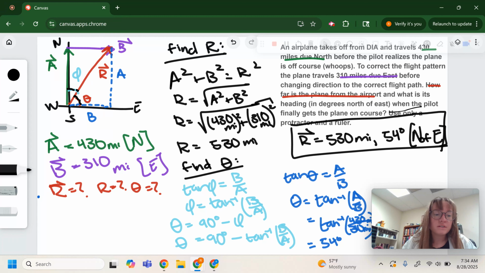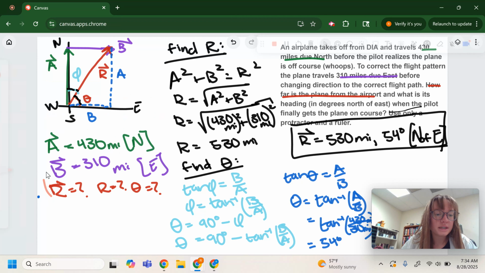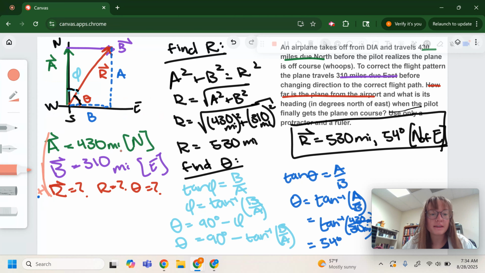A few little notes here. If this were a test, I want to show you exactly what you would get points for. On a test question, you would get a point here for writing out your givens. That's worth a point. When you write out your givens, you have to write them with your number, units, and direction, and the vector hat.